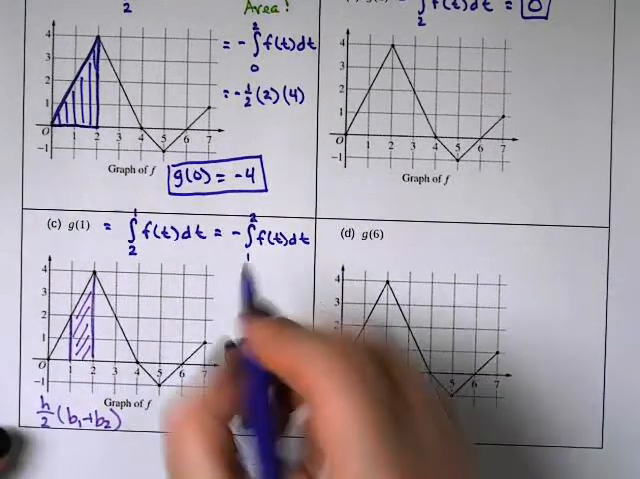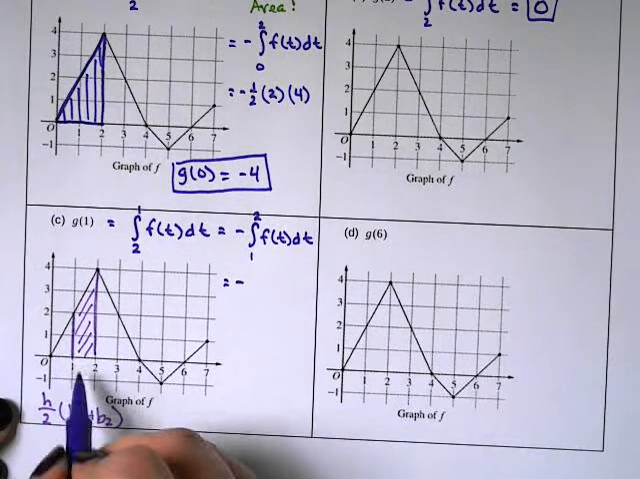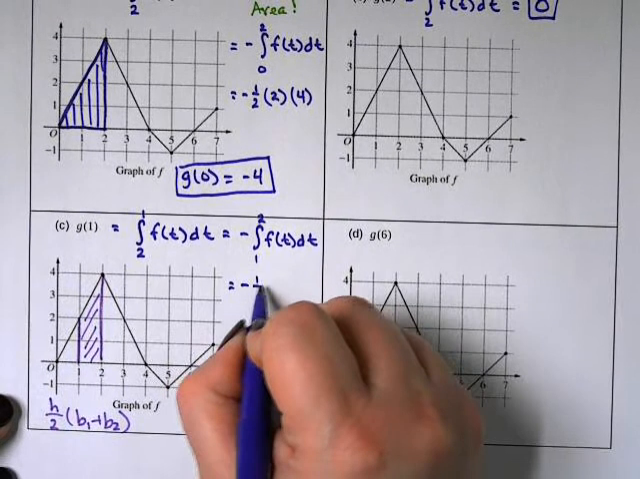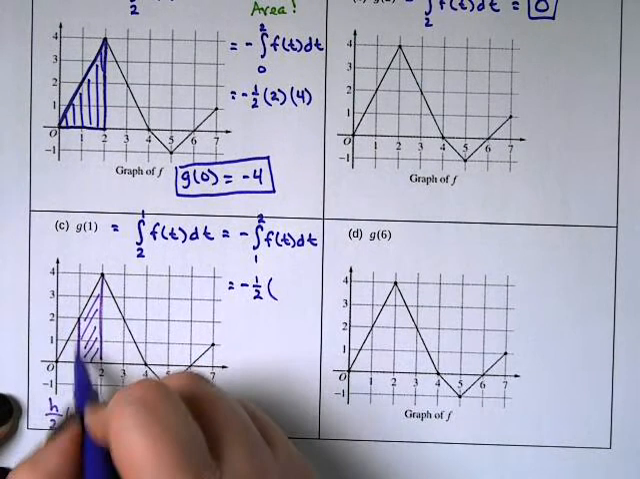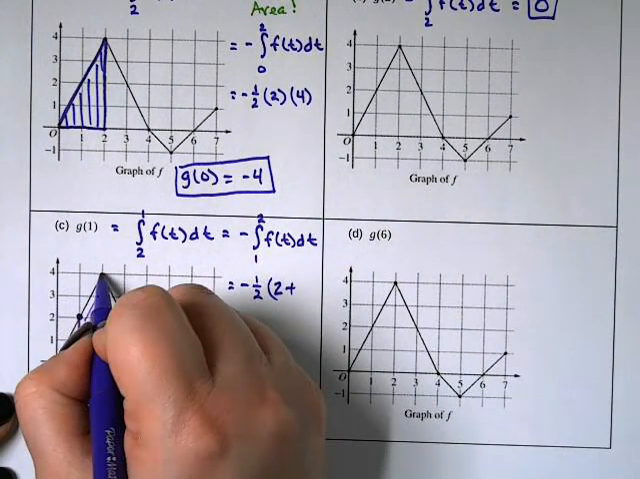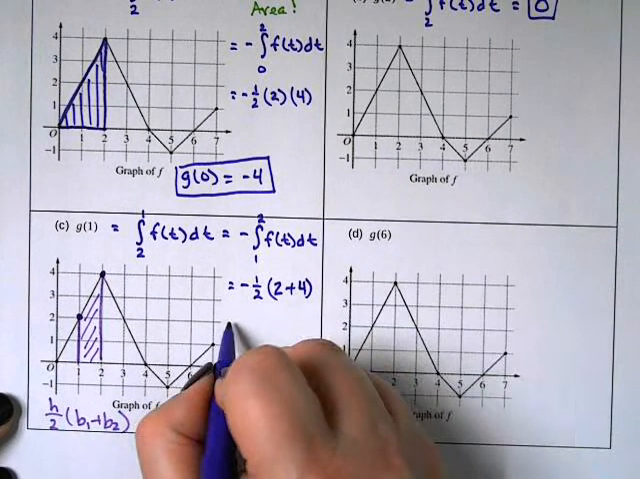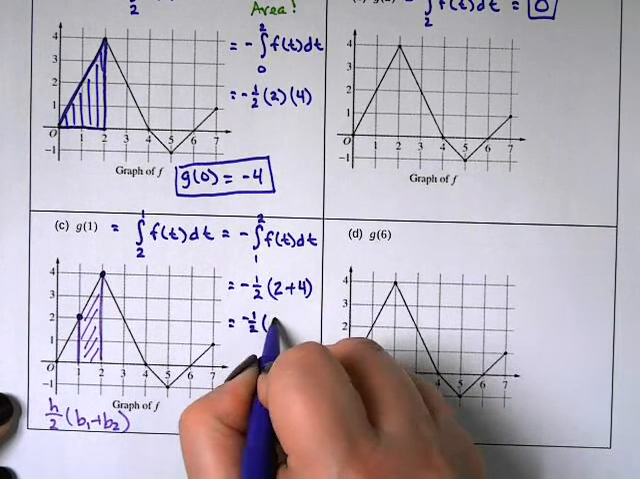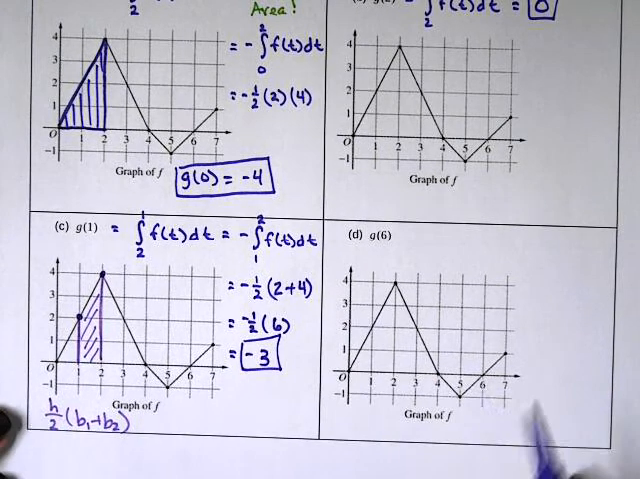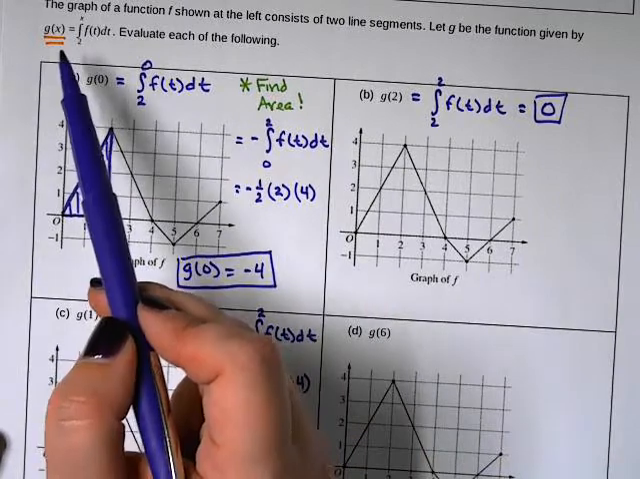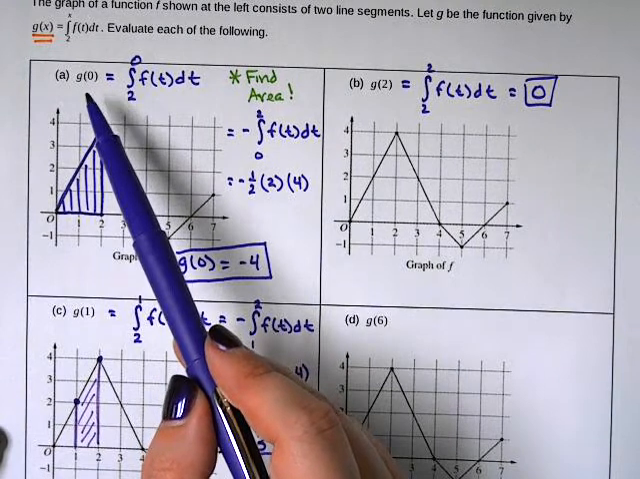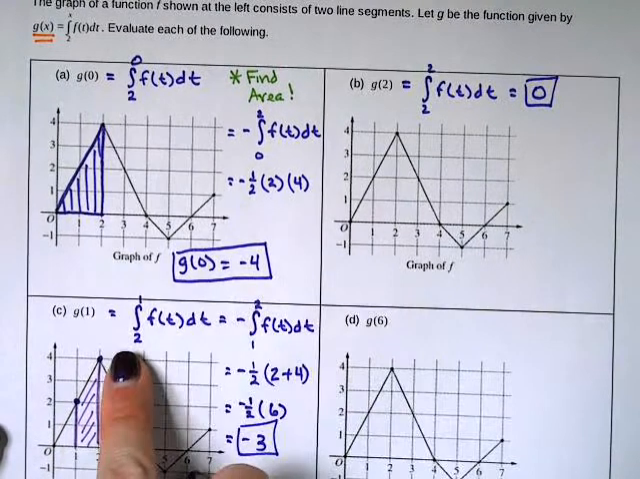Let's see. We had that negative outside already. So the height is the distance between the two bases. So in this case, it's 1. So we're going to have a negative 1/2 times base 1, which is this height right here, so that's 2, plus this height right here, which is 4. So we get negative 1/2 of 6, so we get an area of negative 3. So anytime we're given an accumulation function, g, and we're asked for g of some number, we're asked to evaluate g, all we're doing then is evaluating these integrals.